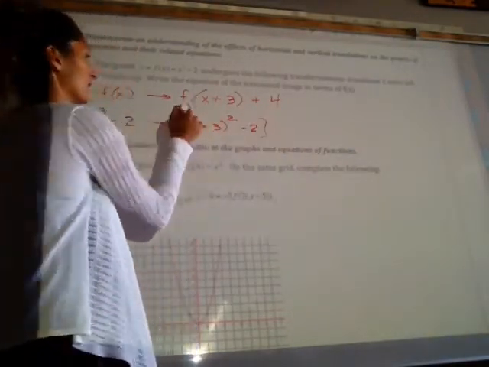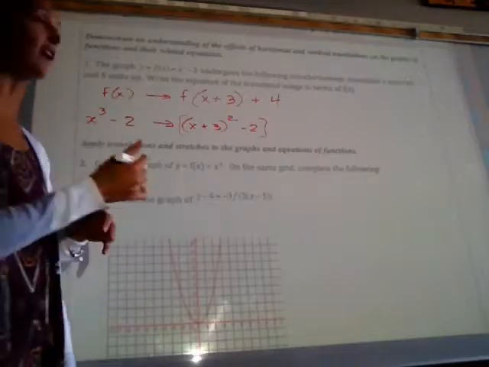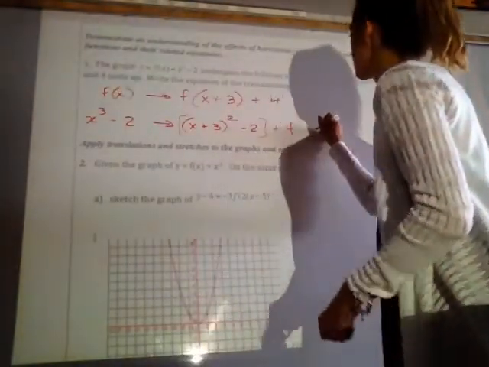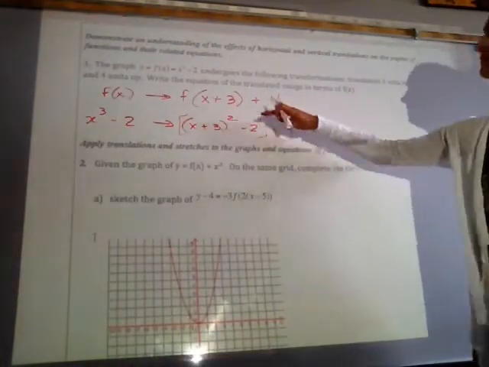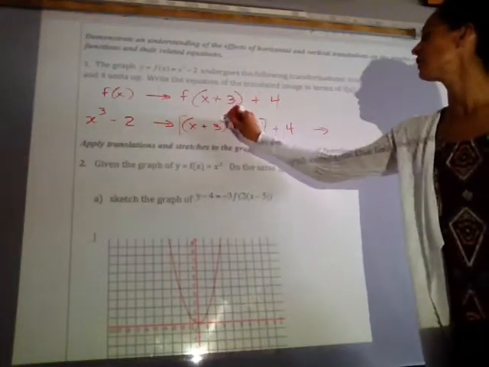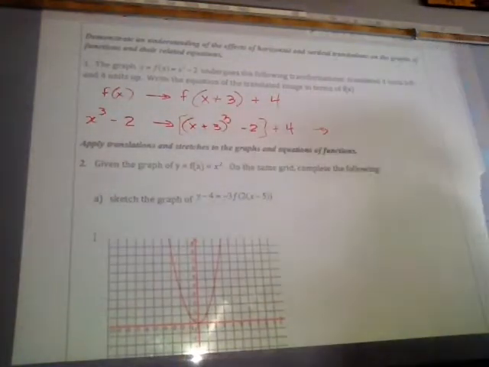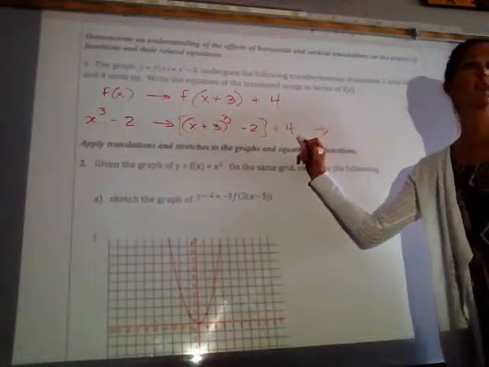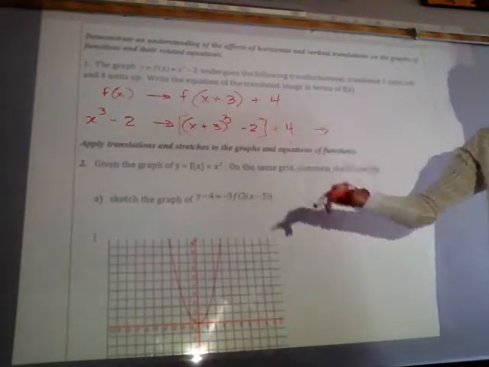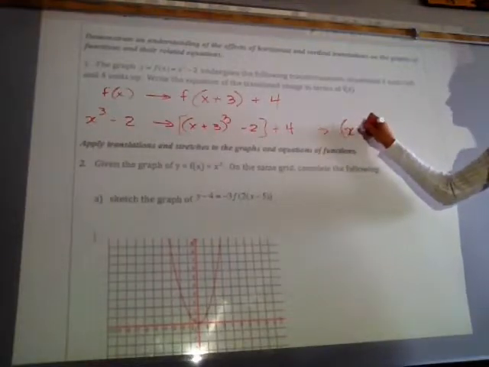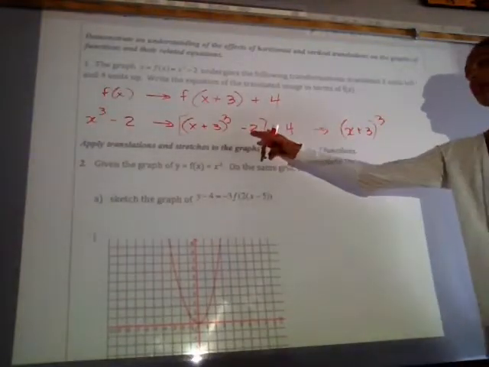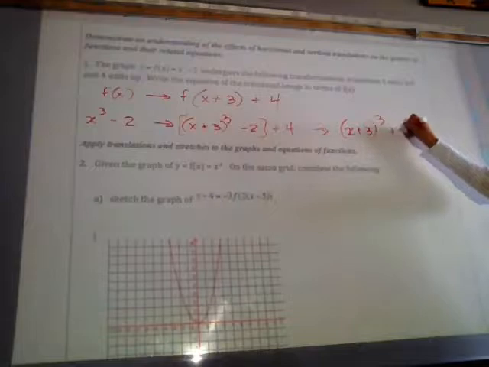That's our original graph, but then we have to move up 4 spaces. Yeah, sorry. Cubed. So we have x plus 3 all cubed minus 2. Add 4 because we're moving up 4 spaces. And then we want to simplify it. Okay, so we have x plus 3 cubed. And then negative 2 plus 4 is just positive 2.